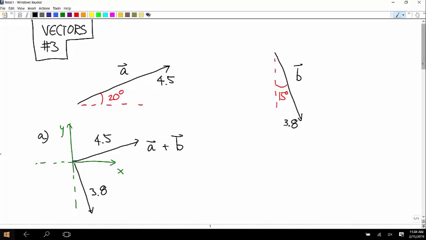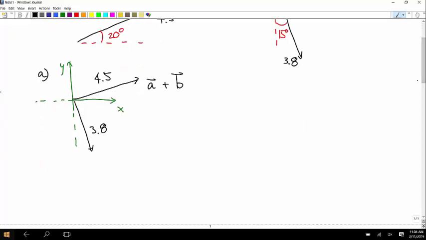So the vector A is equal to 4.5 times, you can calculate that as the cosine and sine of, since you go counterclockwise from the positive x-axis, this is cosine and sine of 20 degrees.